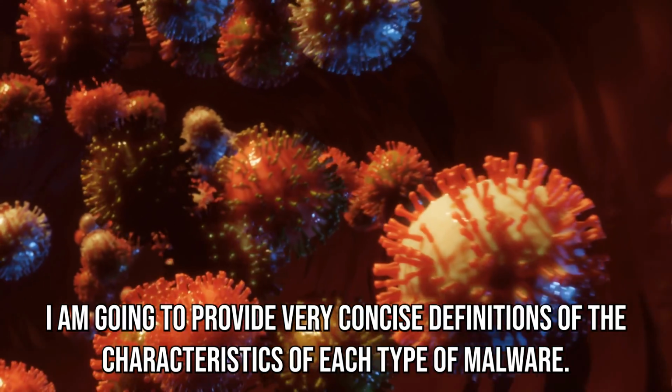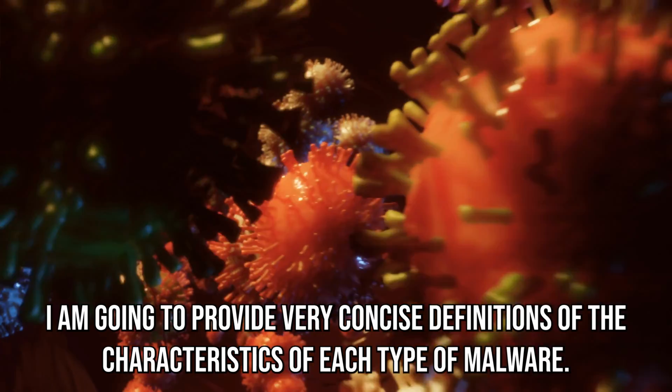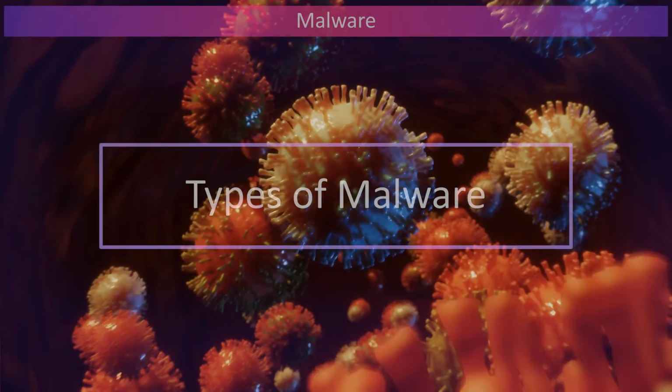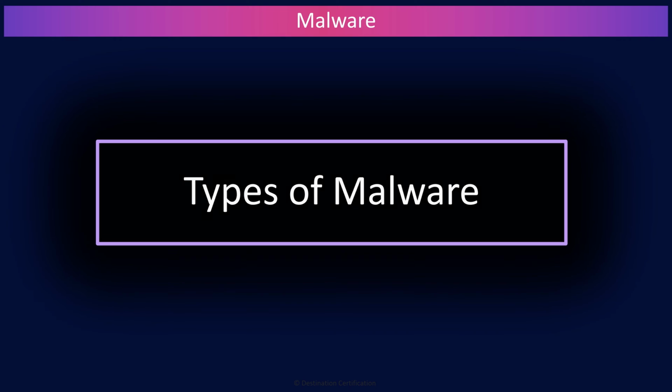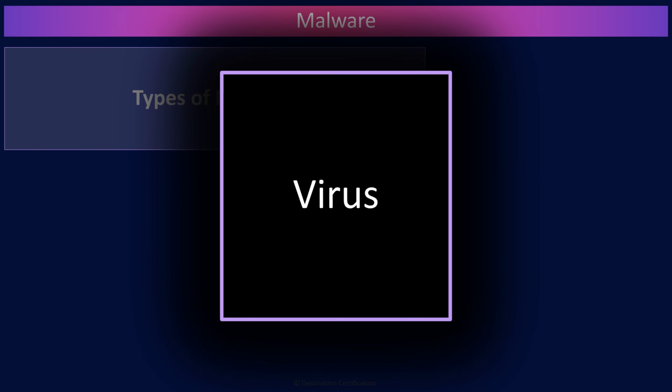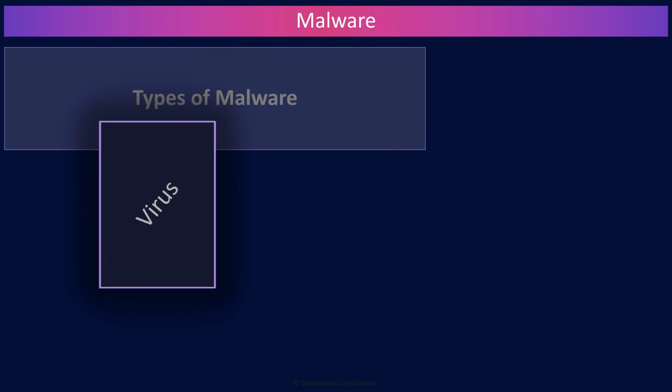I'm going to provide you with very concise definitions of the characteristics of each type of malware. And keep in mind that it is not uncommon for a piece of malicious software to exhibit one or more of these characteristics out in the wild. But just remember these simple definitions for the exam. A virus is a piece of malware that must be triggered by the user.